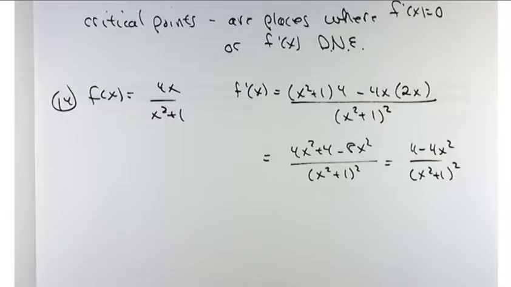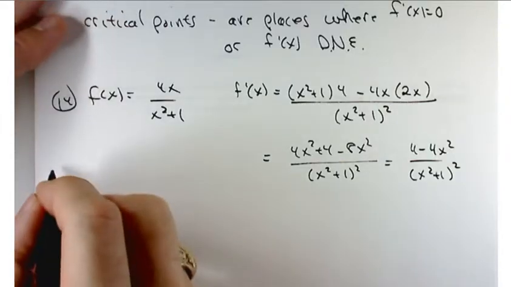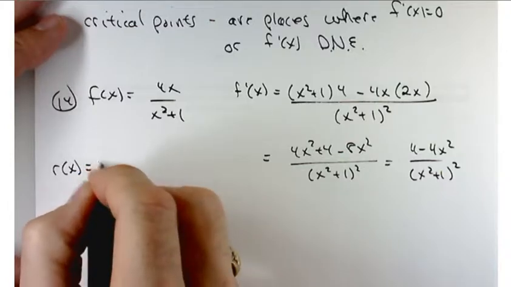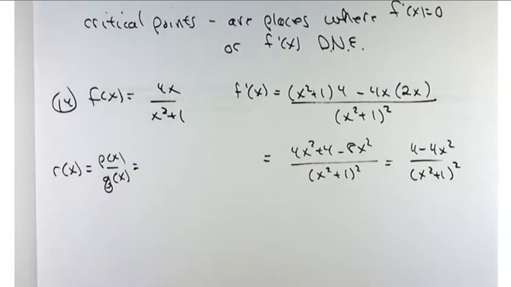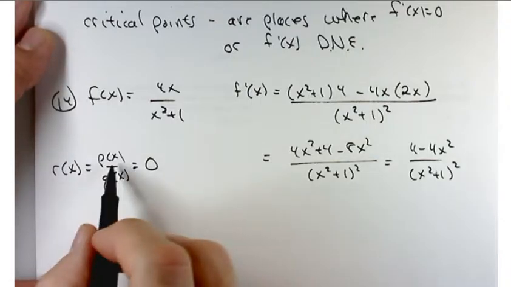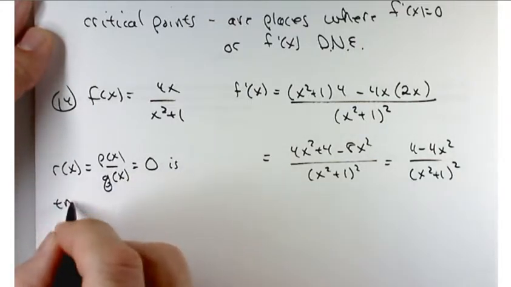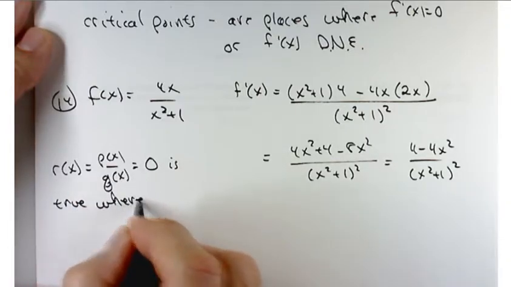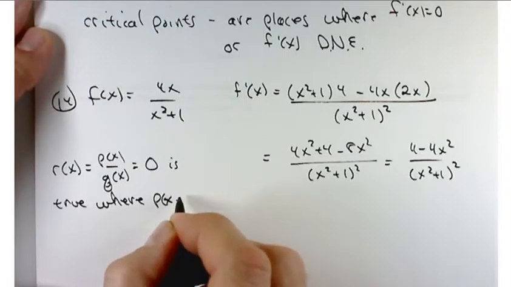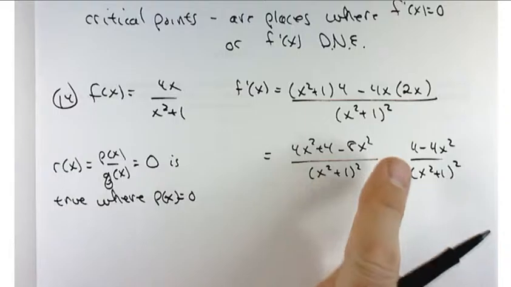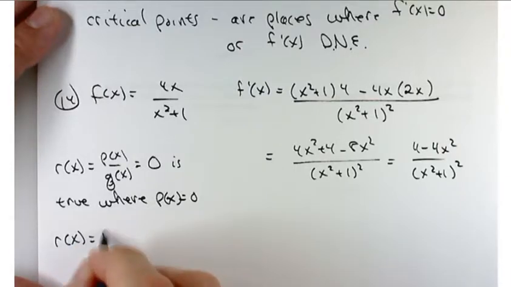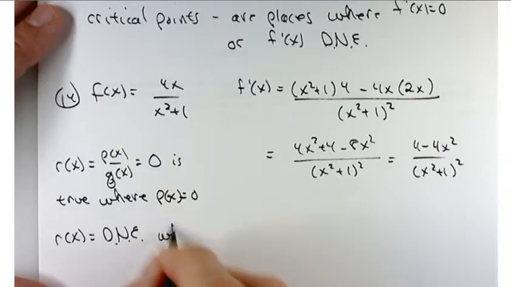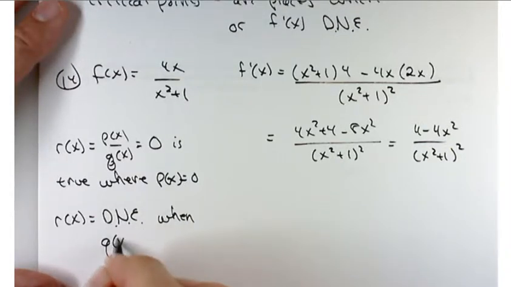That's your f prime. The interesting thing about rational functions is this. If you have a rational function, let me do this off to the side, R of x equals, say, p of x over q of x. It's traditionally what they use. If that rational function is equal to 0, that is true where the numerator equals 0. In other words, where p of x equals 0. So all we have to worry about is where the numerator equals 0. Just as an aside, r of x is undefined when what happens? q of x equals 0.